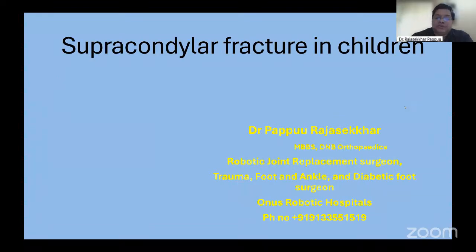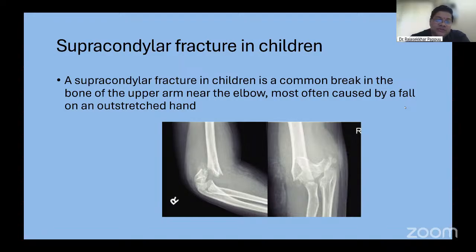Hello, good afternoon. Today we are going to talk about supracondylar fractures in children. They are very important among children's fractures. This is one of the fractures which is considered an emergency in children. Most often they require surgery, or it is essential to operate on them to keep them in position.